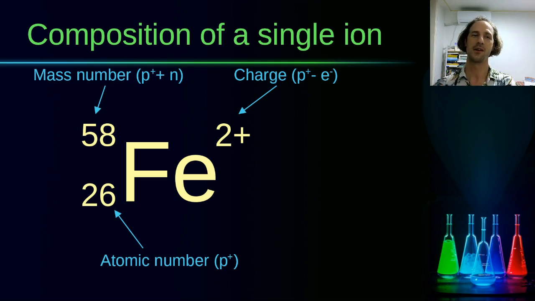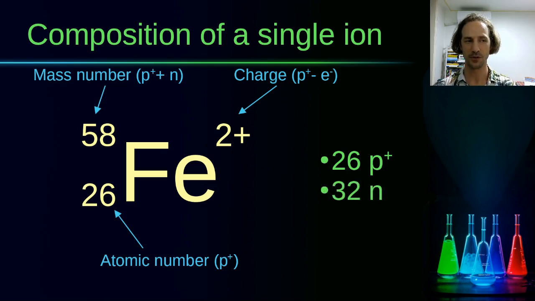If we have more protons than electrons, then it will be a positive charge, and if we have more electrons than protons, it will be a negative charge. That's why from the protons you subtract the electrons. So in this ion, for example, we can know that there are 26 protons because the atomic number is 26. From the mass number, we can calculate the number of neutrons. We have to subtract the atomic number from the mass number, which gives 32, so 32 neutrons here. And then for the charge, we can see this is a 2+ charge. That means we have 2 more protons than electrons, which results in 24 electrons for this ion.